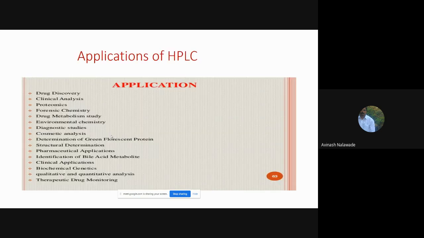Now, the most important part in HPLC, that is why we are using HPLC. You know that in the corona pandemic, various drugs were there and there is continuous discovery of drugs going on. In drug discovery, in the research and development lab, we are using HPLC.